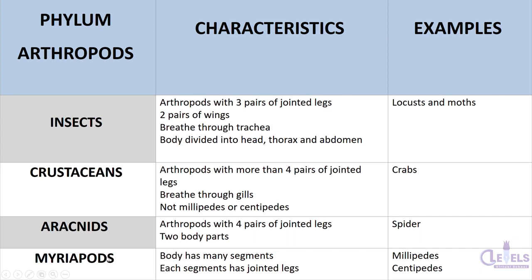Now myriapods. Myriapods, see this M? This M indicates the example of millipedes. And millipedes are also centipedes, they're in the same class. So myriapods have bodies that have many segments, and each segment has its own jointed limbs. So when you think of a centipede, it has many segments, and each segment has its own jointed limbs.